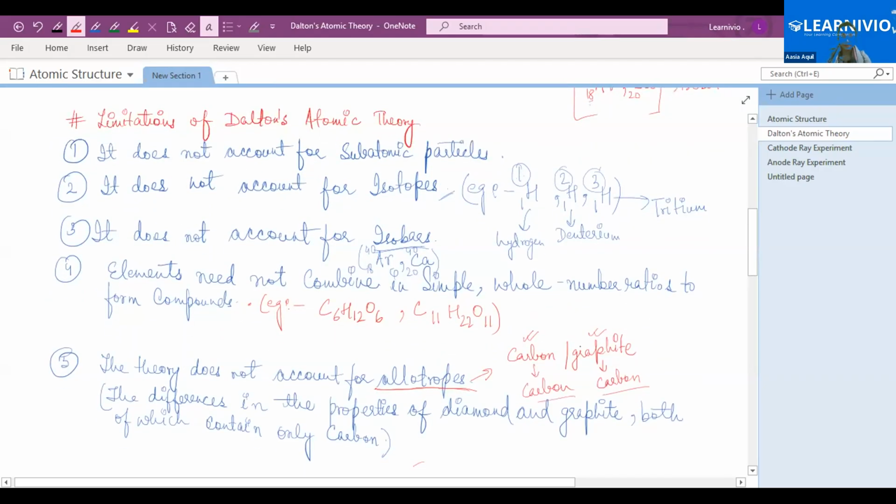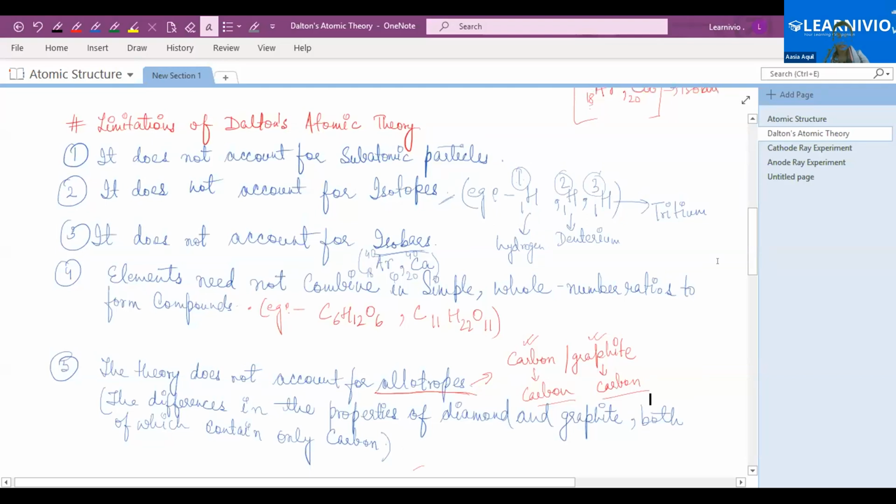Each and every point clear or not? Yes, ma'am. Okay, now you can write down: isotopes have different mass, isobars have different atomic number, and allotropes have different properties. Very good. So you should remember these terms. In Viva also, sometimes the externals ask these basic questions, they will not ask very tough conceptual questions. They ask these basic terms.